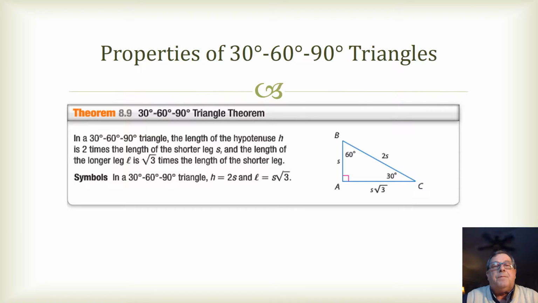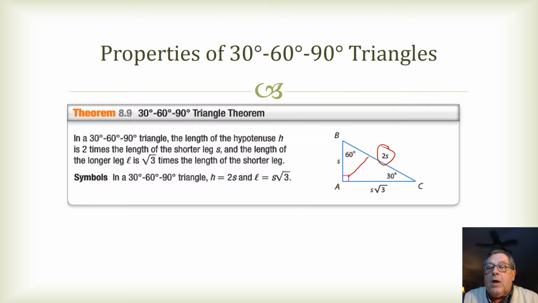Now we're going to consider the other type of special 90-degree or right triangle, and that's the 30, 60, 90-degree triangle. And so we have the 30, 60, 90-degree triangle theorem, which tells us that the length of the hypotenuse, and of course we always want to locate where the hypotenuse is, it's directly across from the right angle, is 2 times the length of the shorter leg.